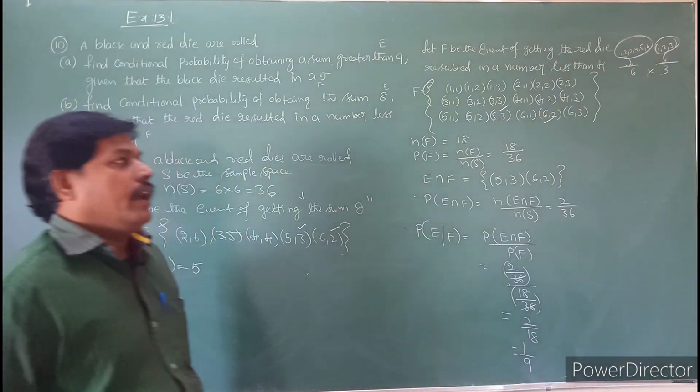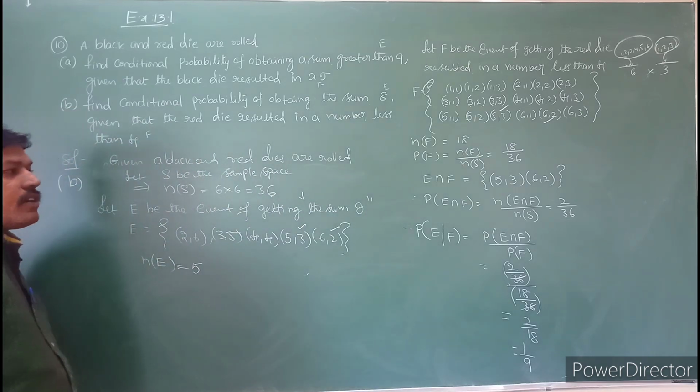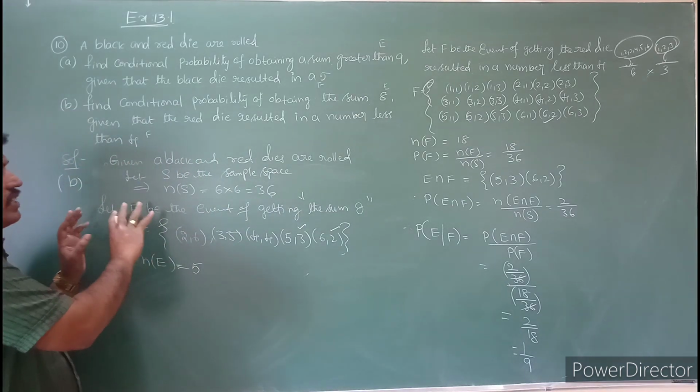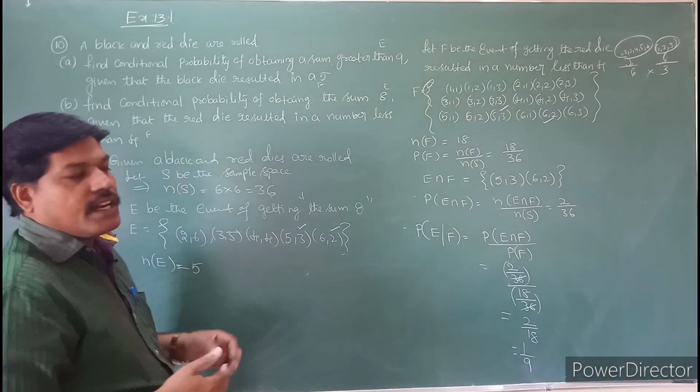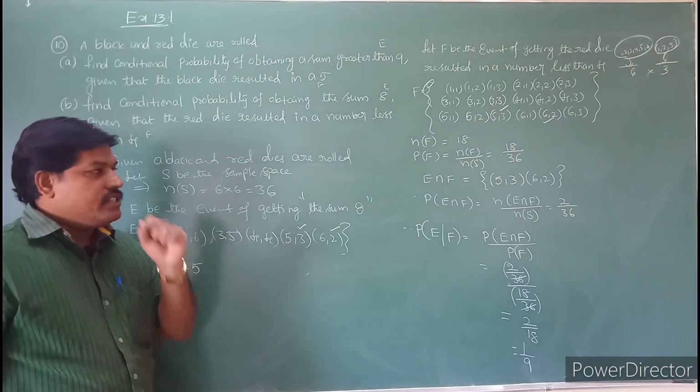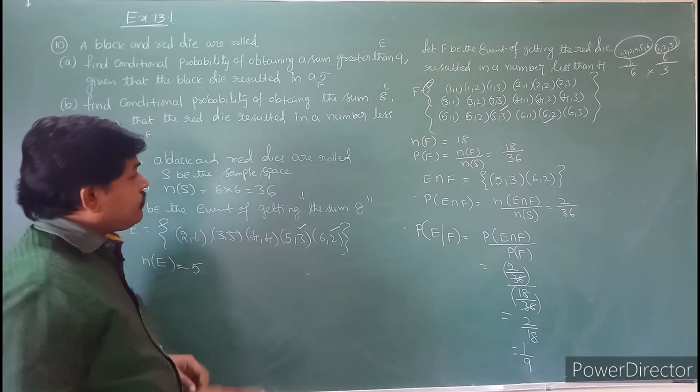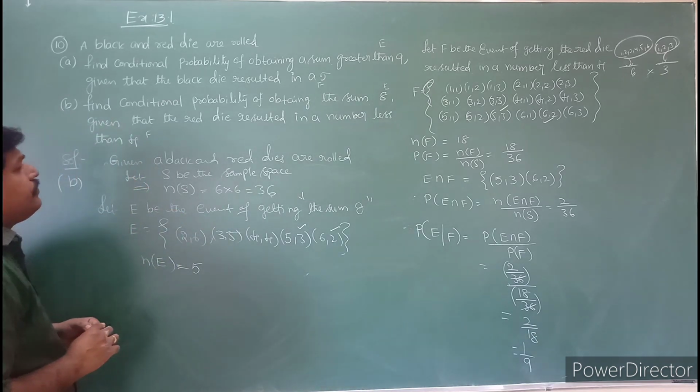1 by 9. So see this question, students. What are the conditions? E. This is the important condition. E and F. How to take these conditions? If you can understand that, the problem will become very easy. So see that once again, students.